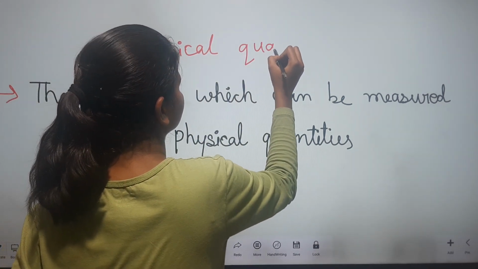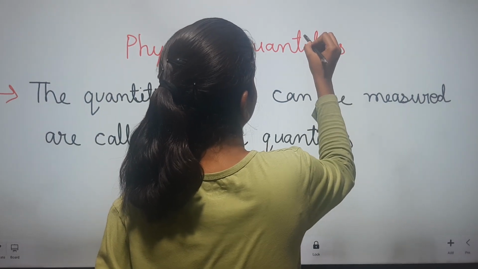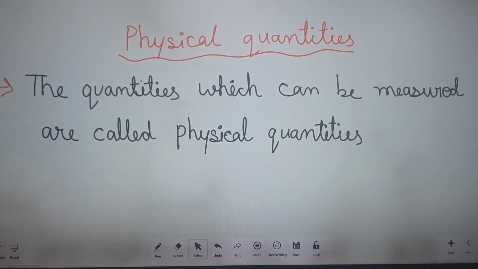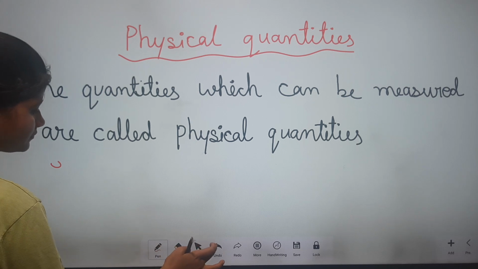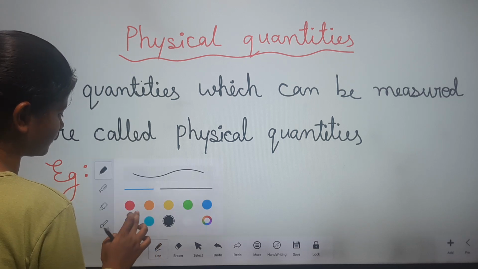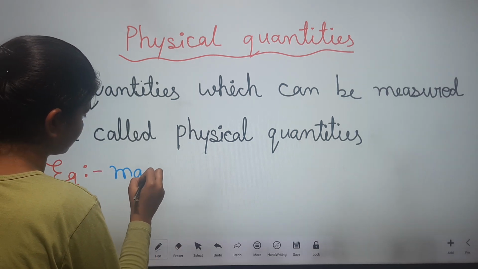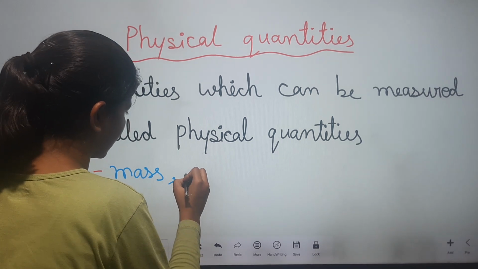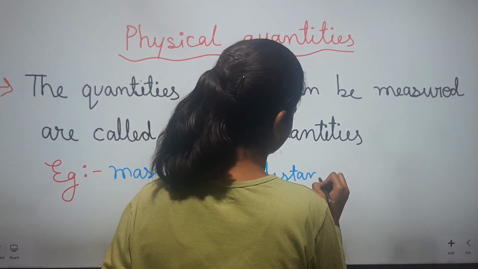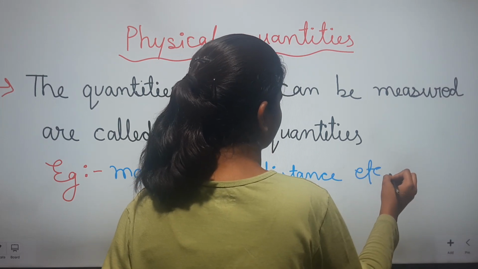Physical quantities. What are physical quantities? The quantities which can be measured are called physical quantities. The quantities which we can measure are called physical quantities, for example, mass, time, distance, etc. There are many things that we can measure.